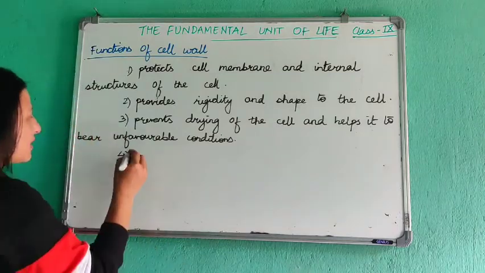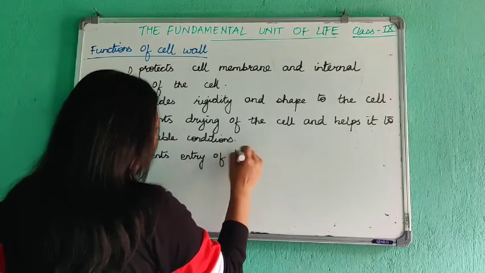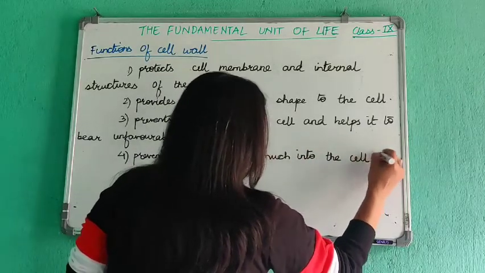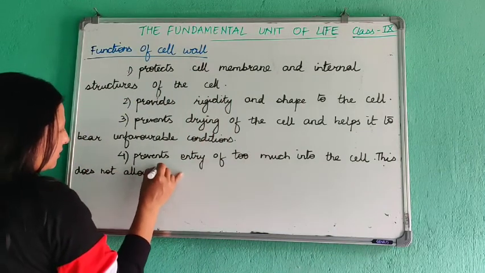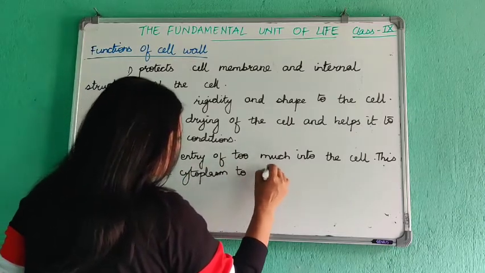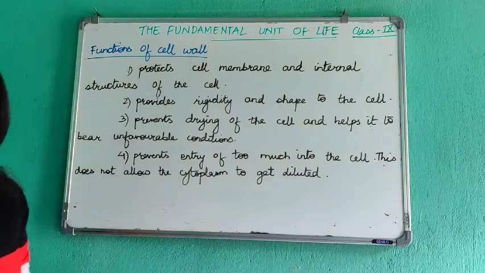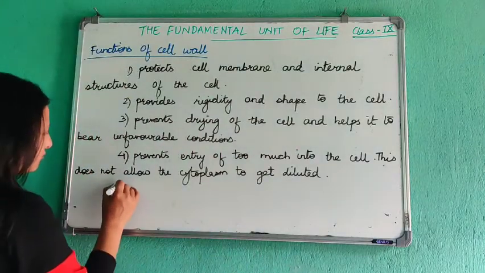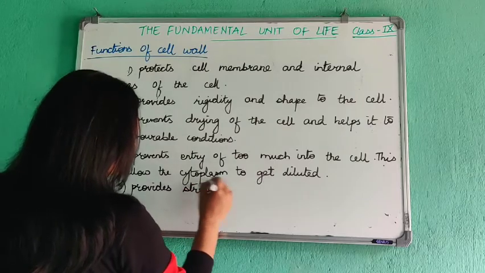Fourth function is it prevents entry of too much water into the cell. So यसको फाइदा के छ भन्दाखेरि this does not allow the cytoplasm to get diluted. So पानी बेसी छिर्यो भने cytoplasm dilute हुन्छ, so त्यसलाई prevent गर्नको लागि it does not allow too much entry of water into the cell. Okay, now fifth मा it provides strength to the cell. कडा हुन्छ, रिजिड हुन्छ, so त्यसले गर्दा स्ट्रेंथ दिन्छ.